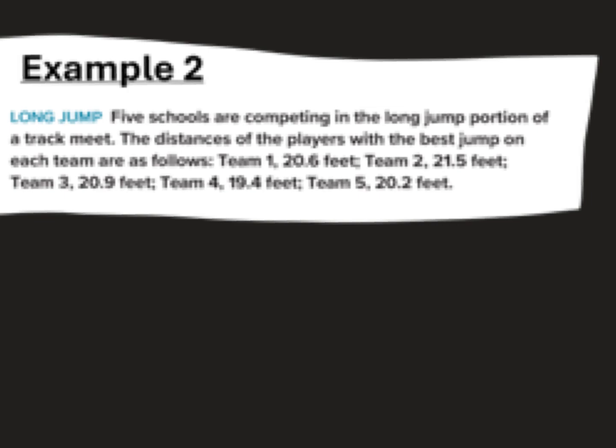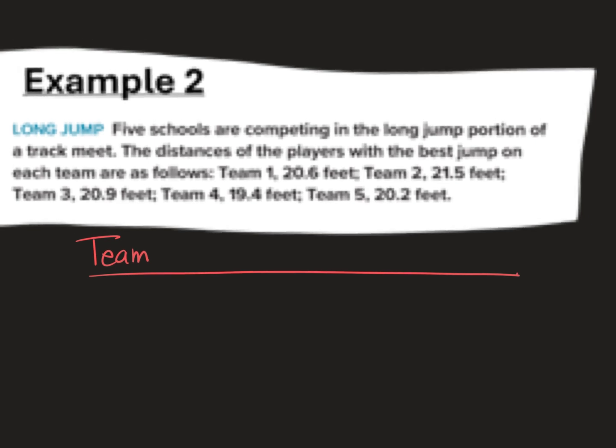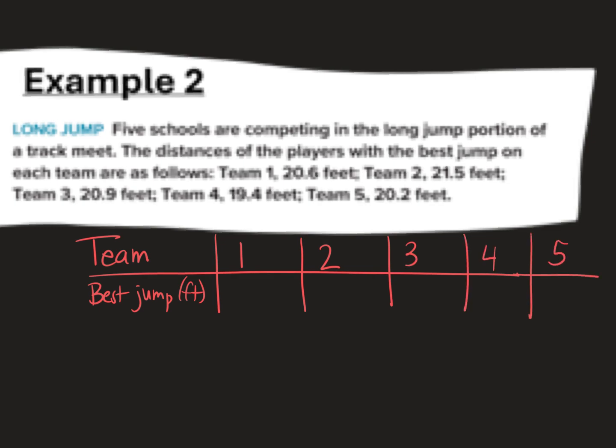So the first thing I want to do is make a table. I'm going to use that information. I'm going to put my team across the top as my x's, and I'm going to put my best jump in feet across the bottom as my y's. So I've got 5 teams: Team 1, Team 2, Team 3, Team 4, Team 5. And if you want to make a nice pretty box, you go right ahead. But that's sufficient to me.